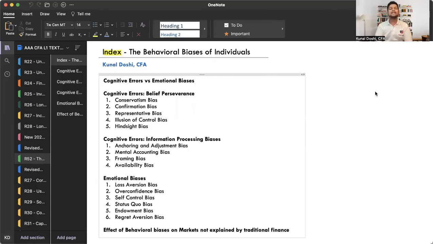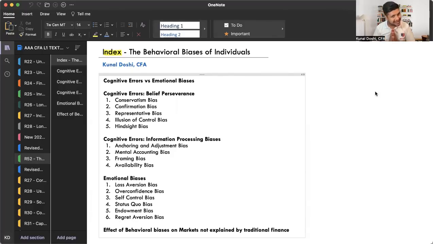Okay. So let's start with behavioral biases of individuals. What are we dealing here? We are dealing with that when an individual investor, when he or she invests, they do not always apply a rational thought process. They have some behavioral biases. What are behavioral biases? What are different types of biases? Can we manage it? Can we overcome it? All that we are going to learn.